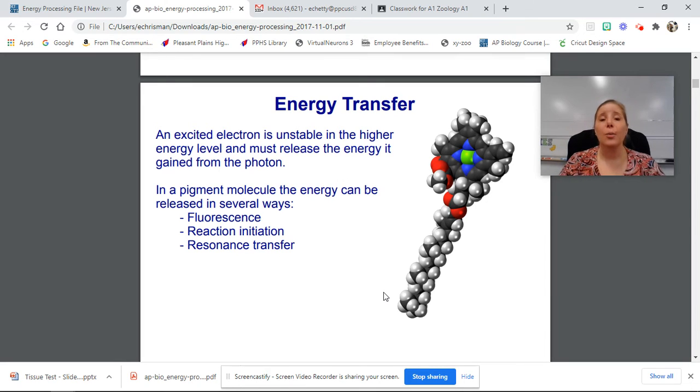The plants, the chlorophyll will actually capture that energy through a series of these energy transfer carriers. So an excited electron is very unstable at the higher energy levels. It must release its energy that it got from the photon. So in a pigment molecule, the energy can be released in a couple ways. It can be released in fluorescence, that glowing. It can be released at a reaction initiation, so actually causing that reaction to start to occur. And it can also happen in resonance transfer. So that's actually like a shaking transfer.